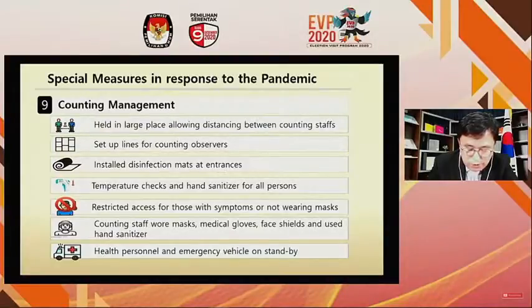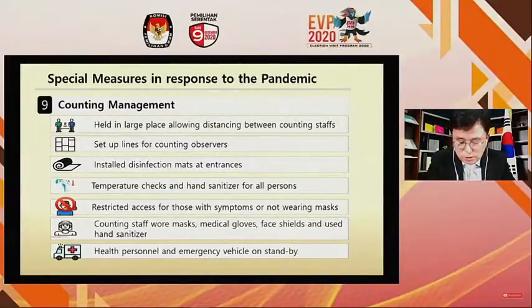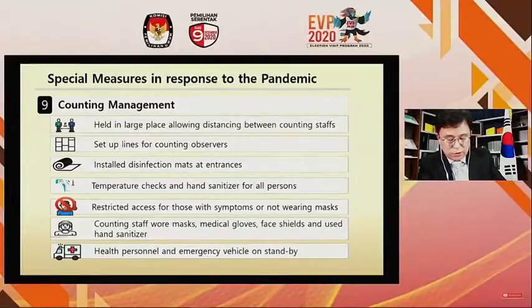To protect people and prevent infection from spreading, we secured places large enough allowing distancing between counting steps and disinfected as much as possible. And we also carried out detailed hygiene and sanitary measures there.